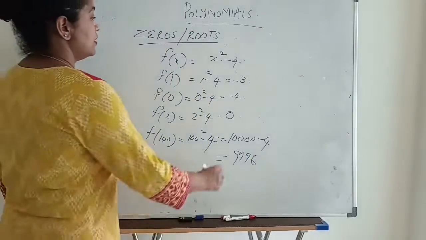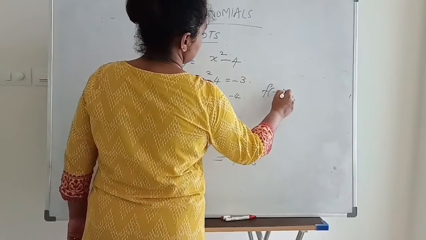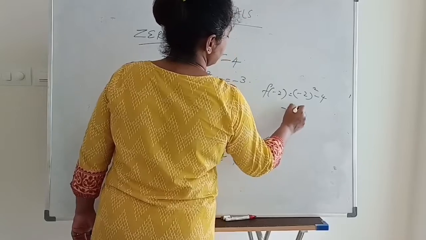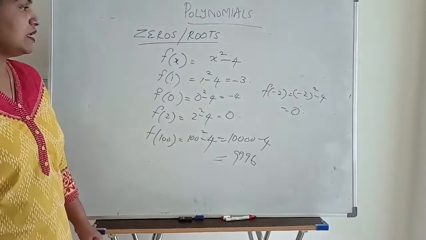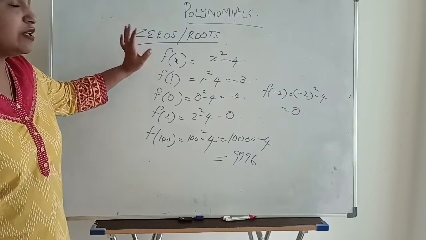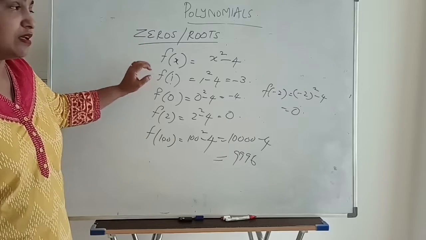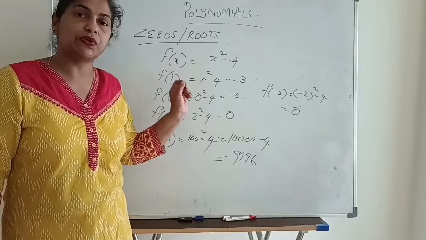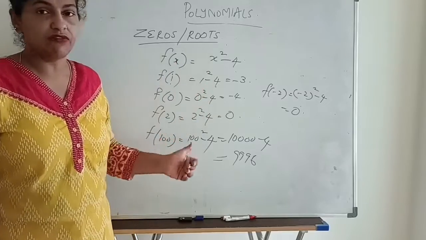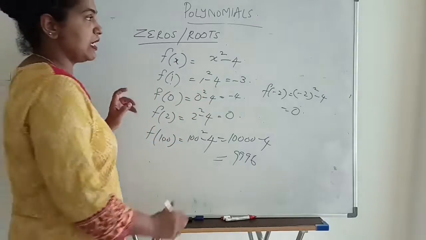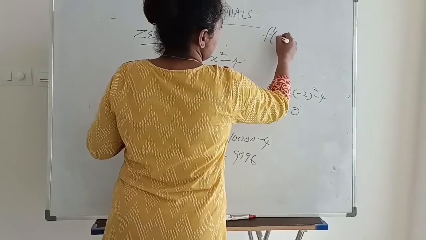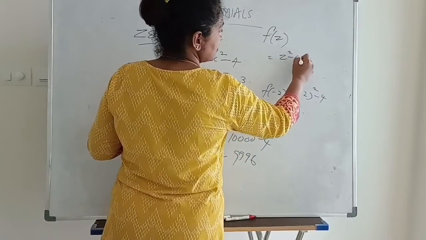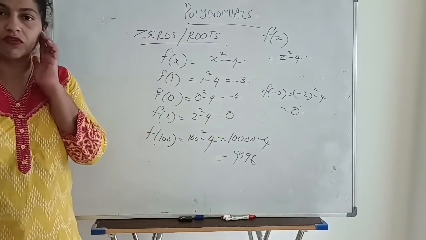f of minus 2. So basically, whatever we substitute in the place of x, we get a particular value for the polynomial, right? As long as we are substituting a constant value in the place of x, we get a value for the polynomial. Can I do this for this polynomial? I can do this. Wherever x is there, I can write it. It becomes z square minus 4.